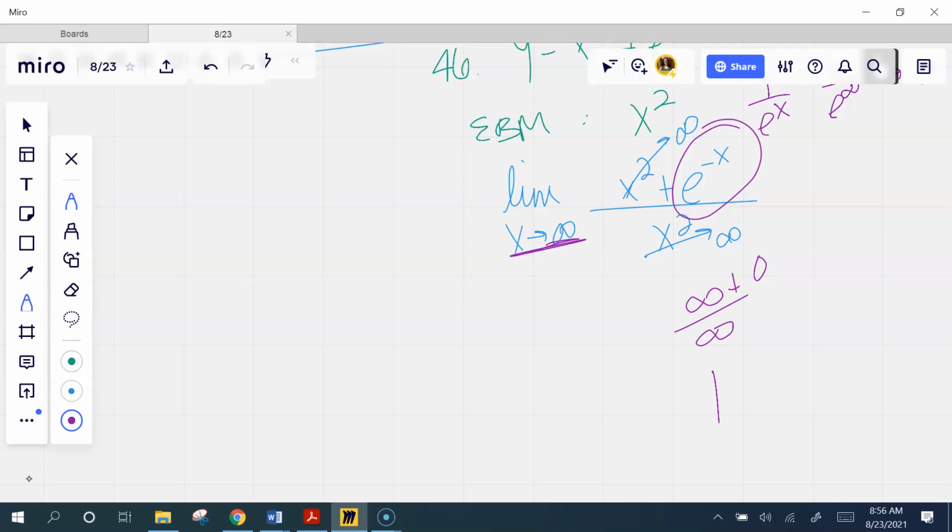Basically, you put the end behavior model on the bottom. And e is like 2.7. And if I raise that to infinity.